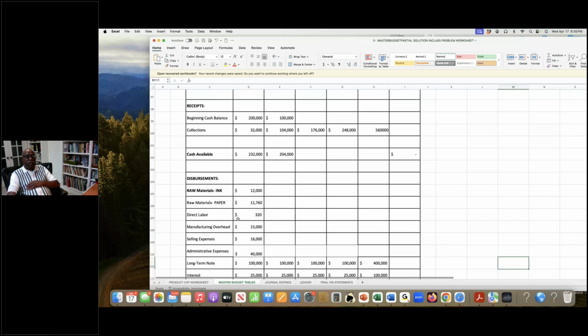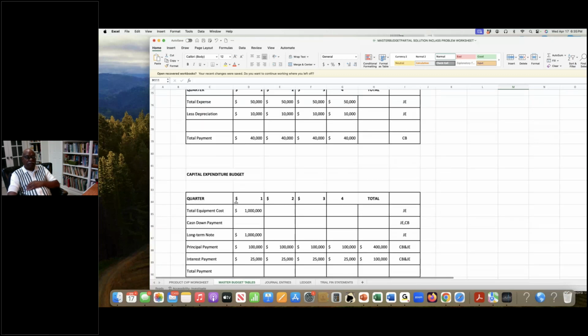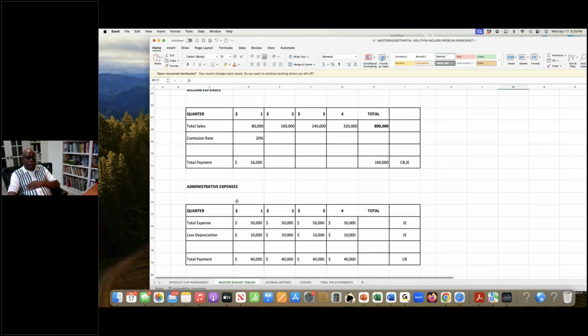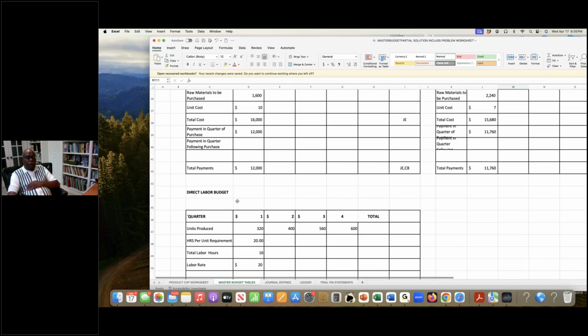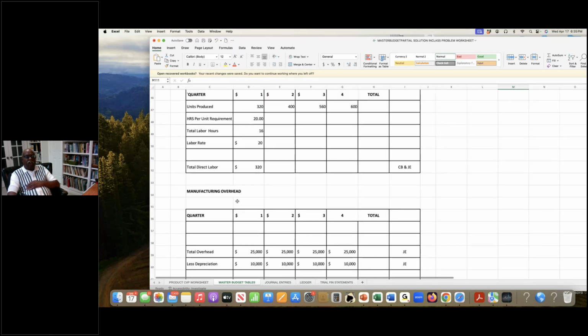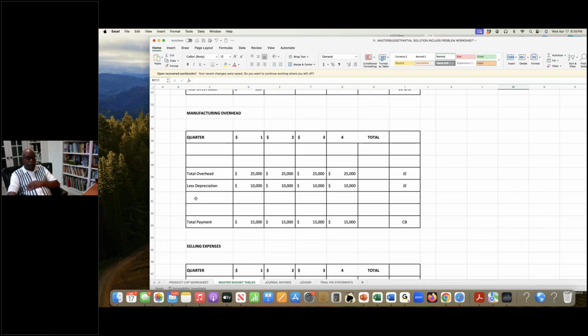Let's go to manufacturing overhead. Y'all are supposed to have your problems open. Manufacturing overhead is easy. The total overhead we assume is 25,000 a quarter, so that is 100,000. Depreciation, we're not paying overhead of 100. We're paying 25 minus 10, which is 15,000. I only want the cash payment.